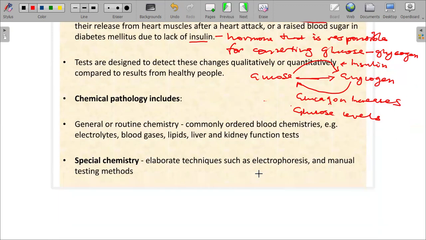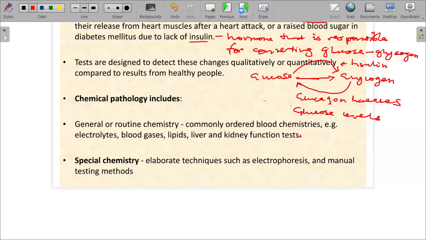And then chemical pathology also includes the general or routine chemistry, which is commonly ordered blood chemistries, e.g. the electrolytes, blood gases, the lipids, liver and kidney function tests. I am sure that you must also understand that it includes the general routine chemistries, which are just the composition of the electrolytes, the blood gases, the lipids, and also the functioning of kidneys. Special chemistry elaborates techniques such as electrolysis and also the manual testing methods. That's what we mean by special chemistry.